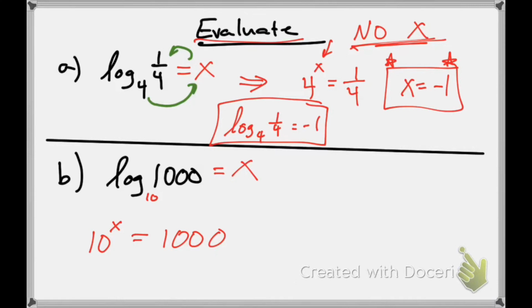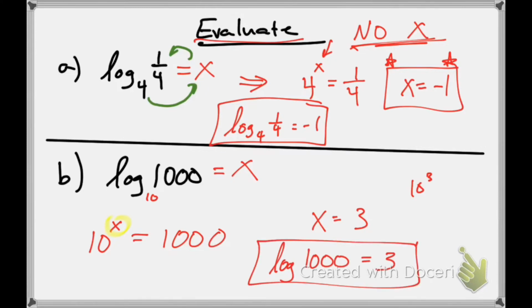Now what does x have to be to make 10 equal 1,000? So 10 to what power equals 1,000? Well, if x is equal to 3, that will give me 10 cubed, which equals 1,000. So the log of 1,000 equals 3. So I'll accept either of these as solutions.